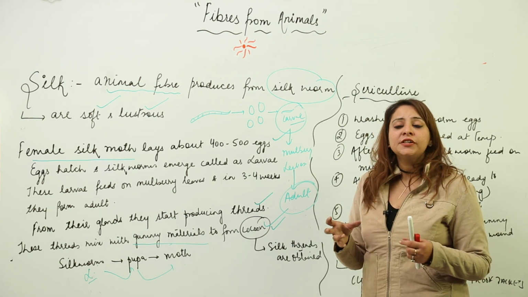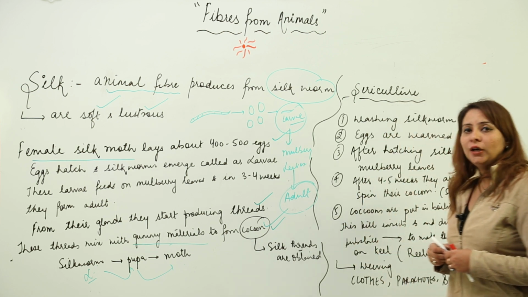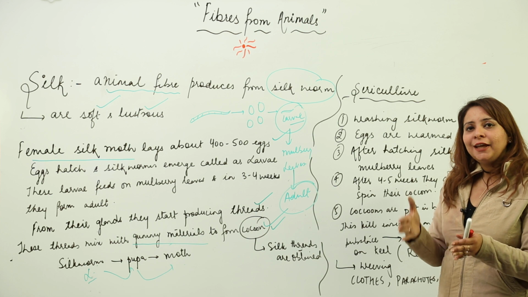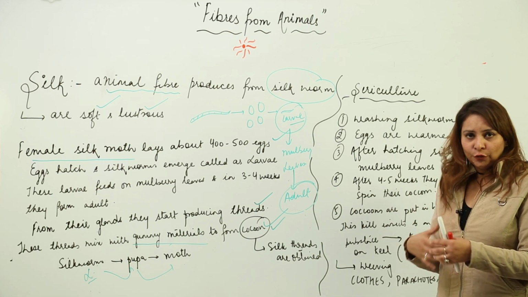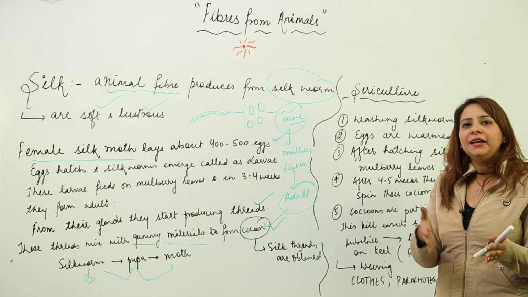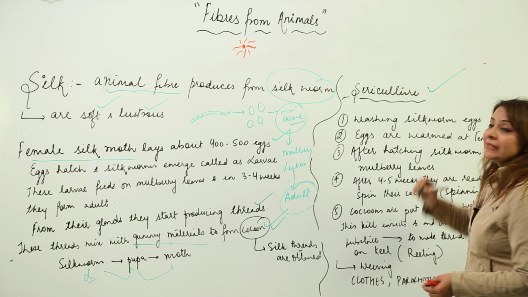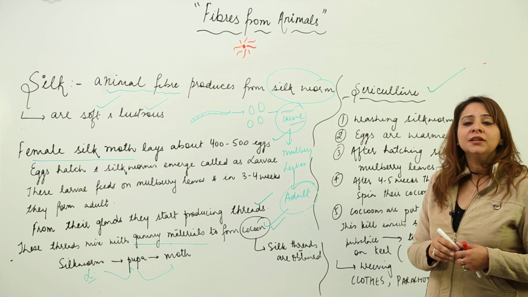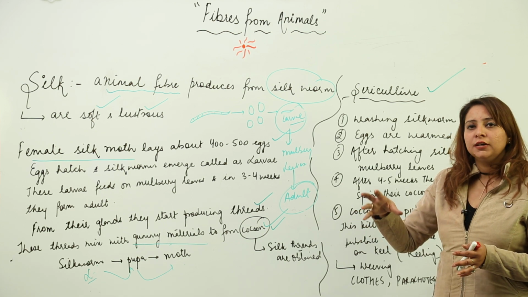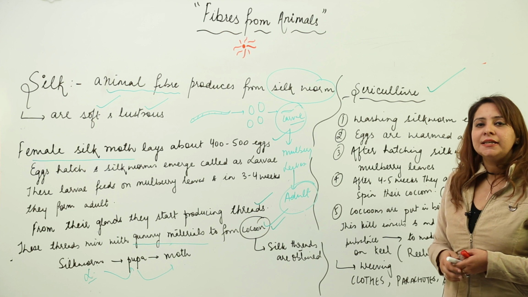Now, we will study how we separate silk fibers from the cocoon. The process of rearing and taking care of silkworms in order to obtain silk is called sericulture. So what is sericulture? The process of rearing and taking care of silkworms in order to obtain the thread, that is the silk, is called sericulture.